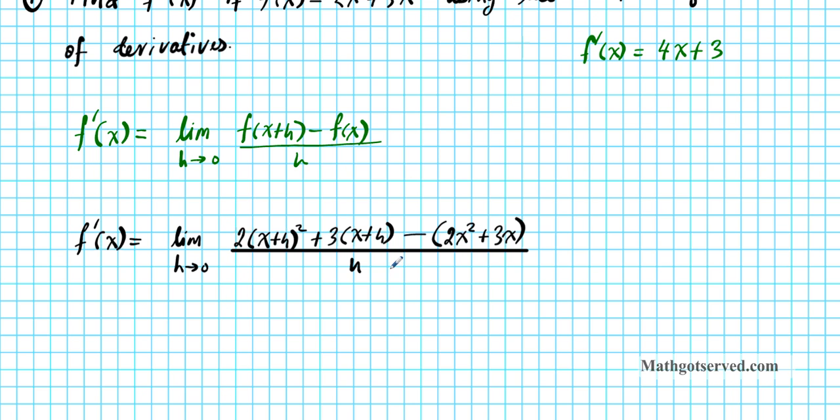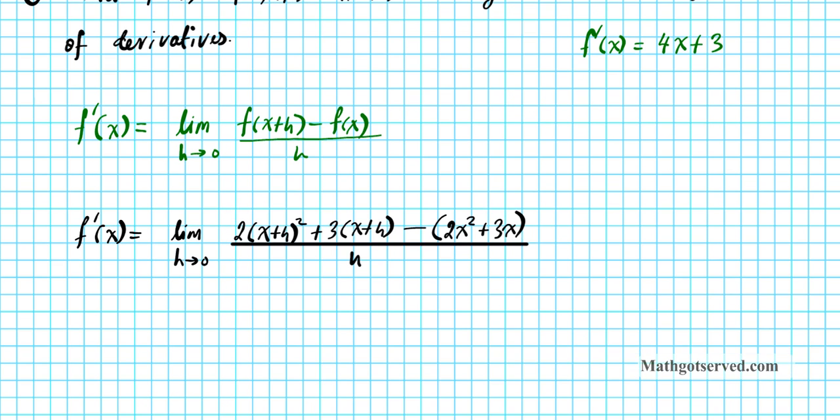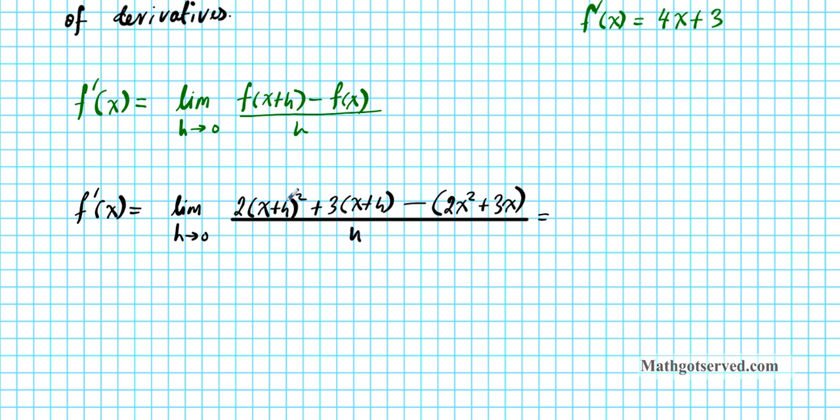So what we have to do is simplify this expression completely, and then we can plug in 0 for h. Okay, so let's go ahead and expand this term, x plus h squared. If you expand it, you're going to have 2 times x squared plus 2xh plus h squared. And then distribute 3 to this, you're going to have plus 3x plus 3h. And then here, just distribute the negative, you have minus 2x squared minus 3x. The entire numerator divided by h.